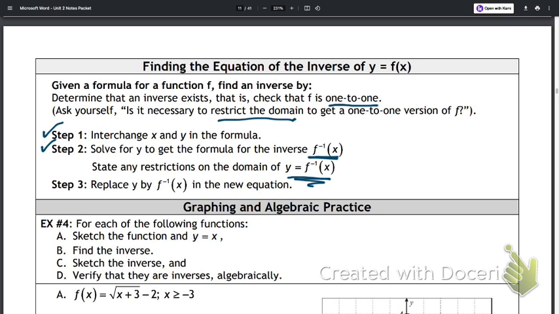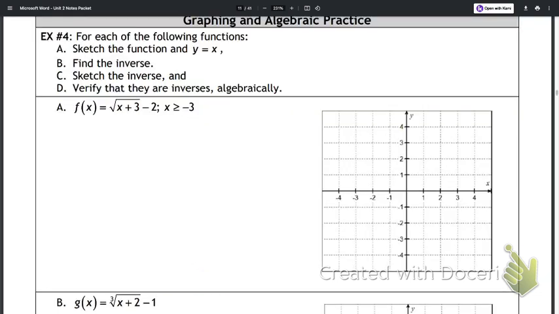All right, so for each of the following, we're going to sketch the line y equals x, find the inverse, sketch the inverse, and verify that they are inverses algebraically. So I'm going to sketch the line y equals x.